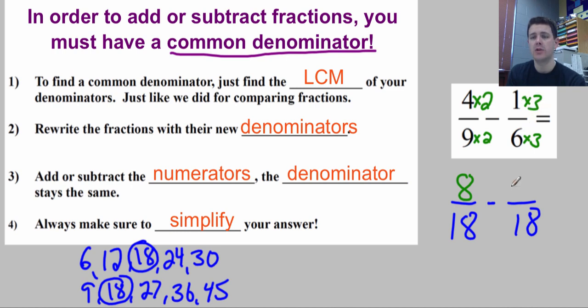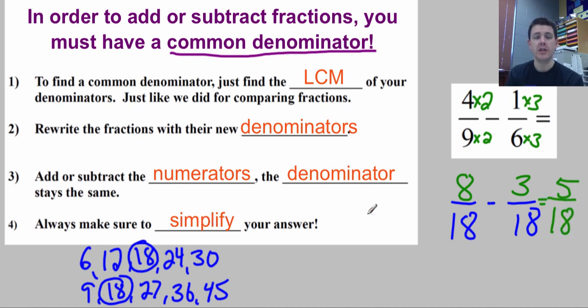You should absolutely show that work next to each of those problems. That way you can go back and see what you were trying to do, instead of trying to guess at what you were trying to do in the problem. Once you've rewritten them with a common denominator, now you're ready to go ahead and add or subtract. Subtract the numerators. 8 minus 3 is 5, but the denominator stays the same, 5/18.